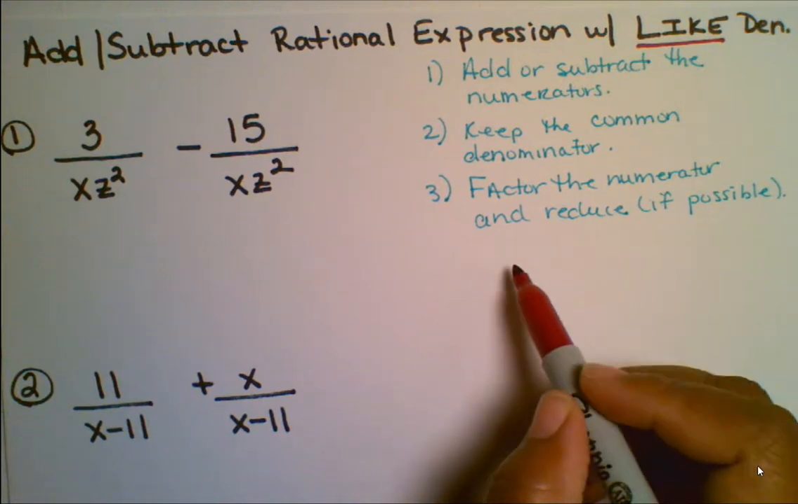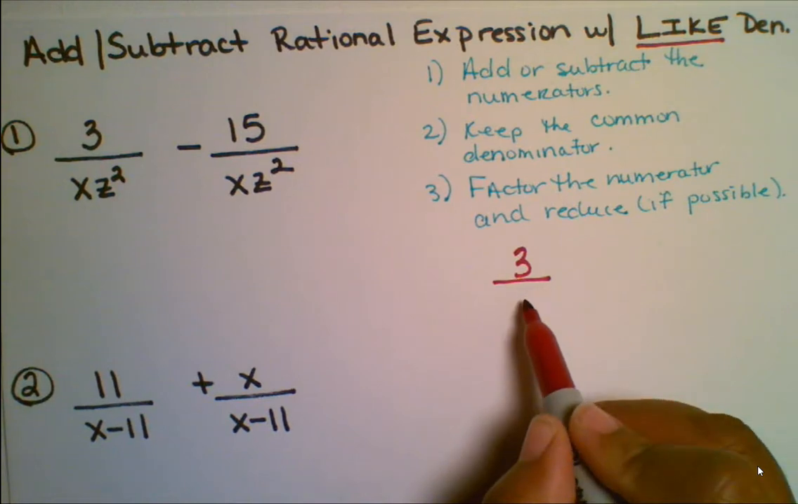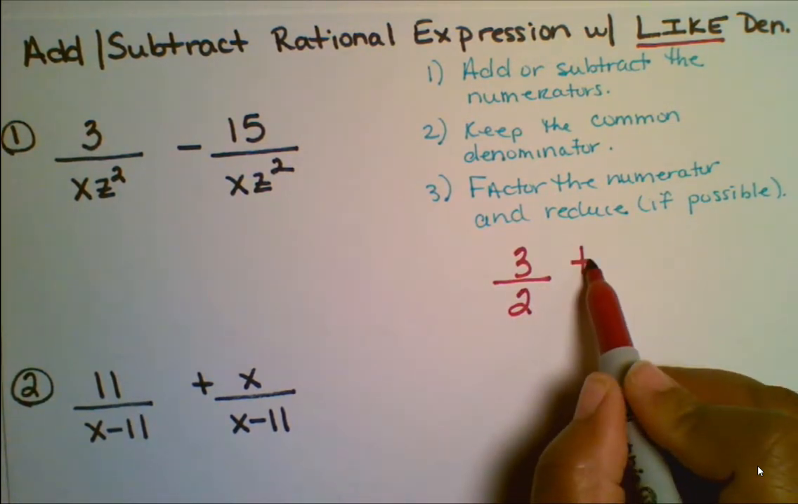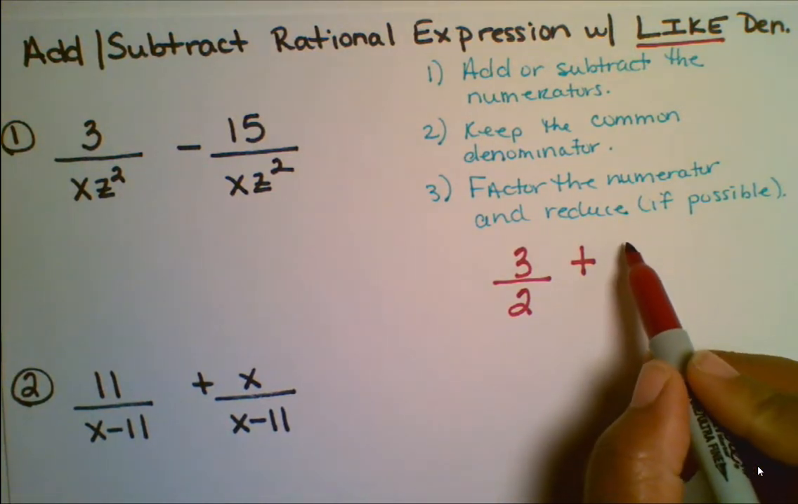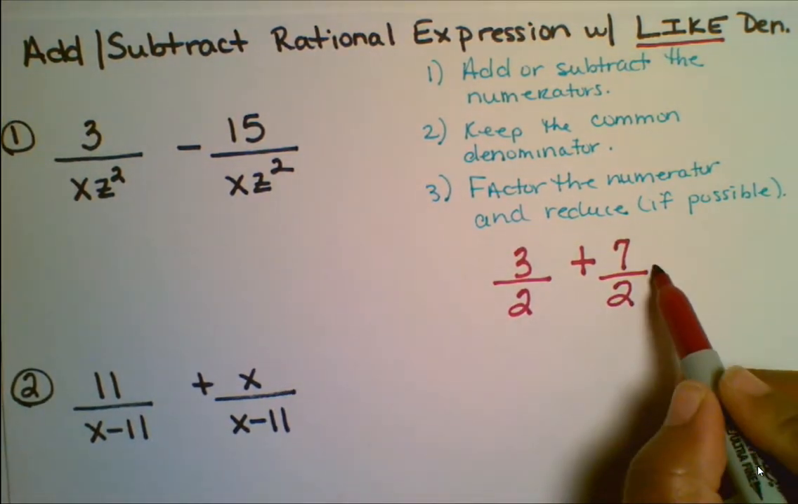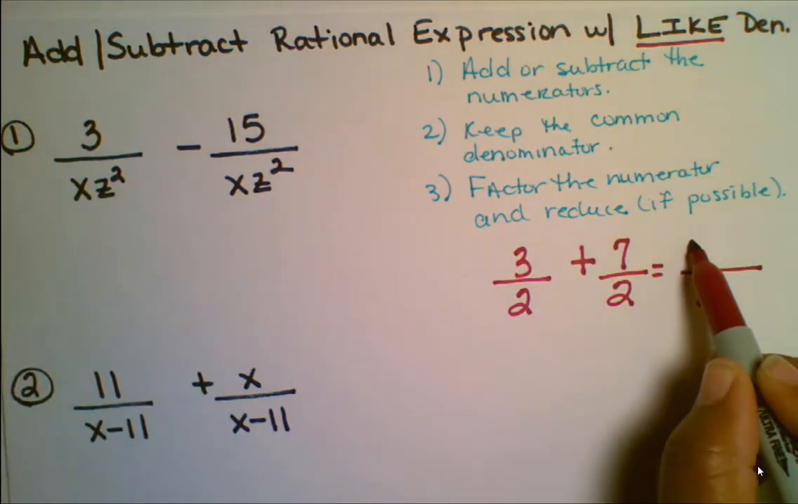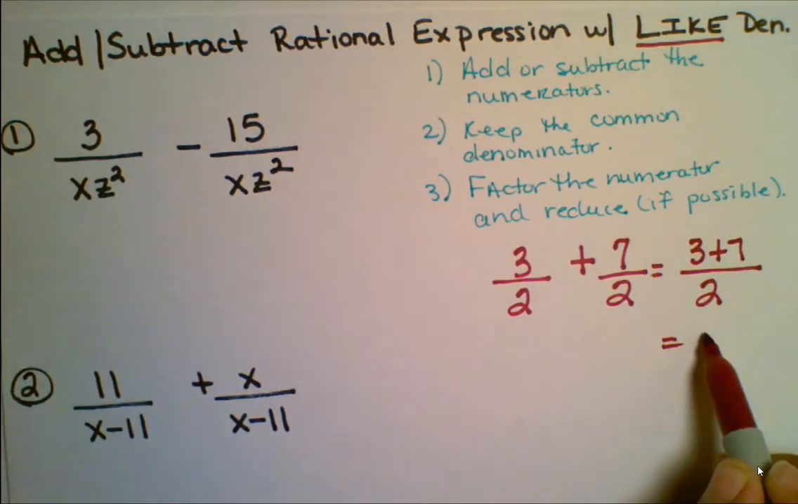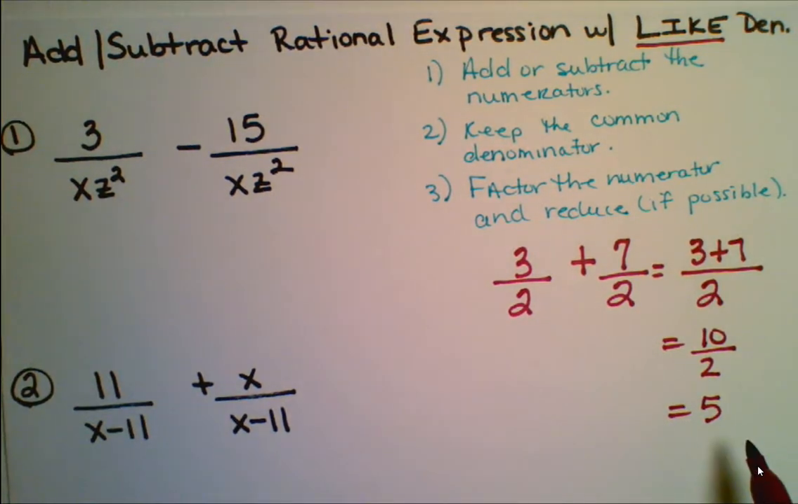For example, we have something such as 3 over 2 plus, let's say we have 7 over 2. The rule says that we're going to keep the common denominator, bring together the numerators, and then we have here 10 over 2, and we know that reduces to 5. Keep the denominators the same, bring together the numerators.